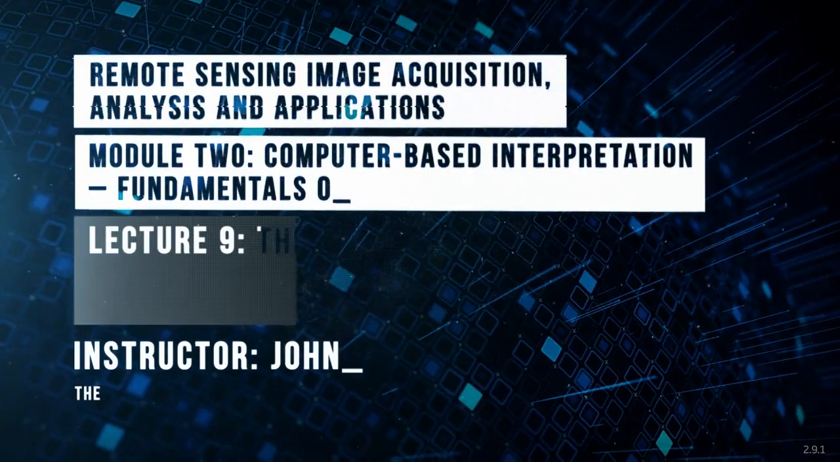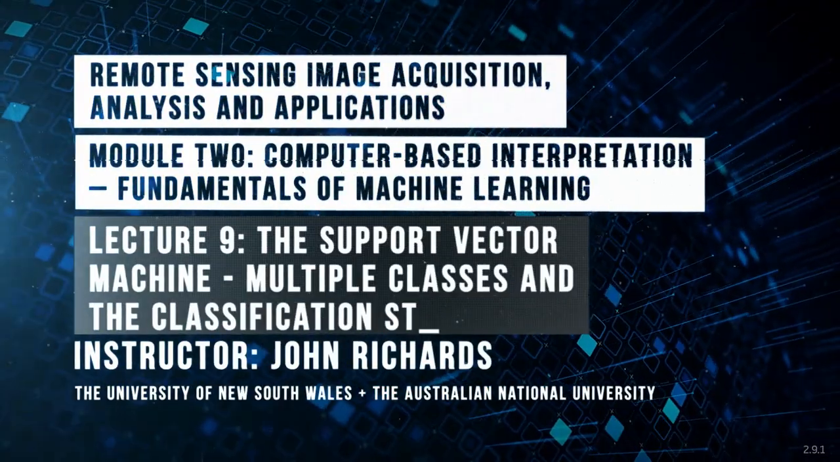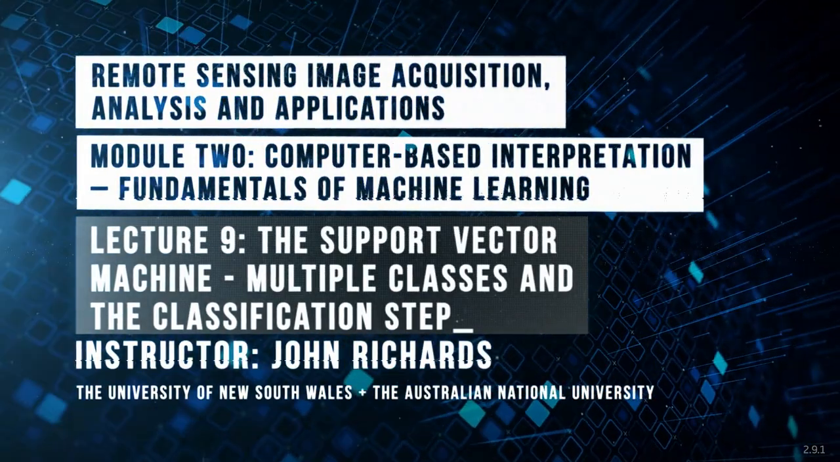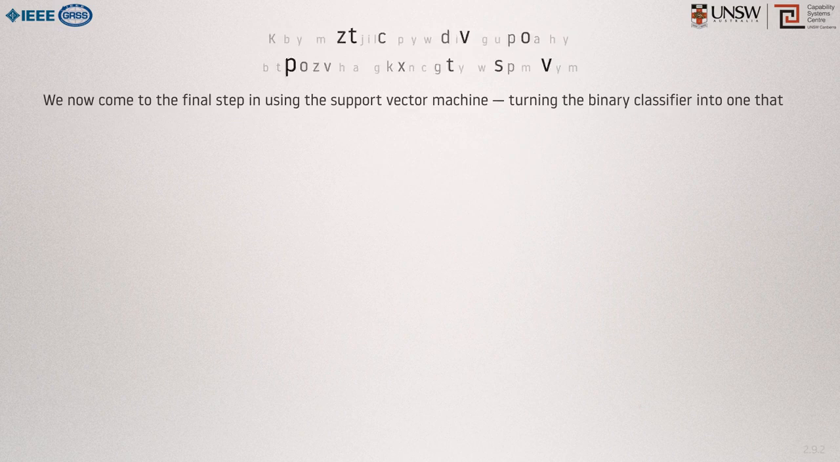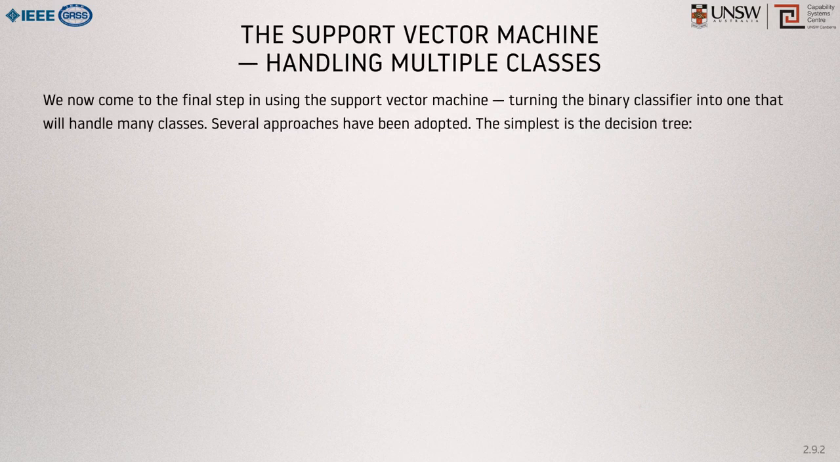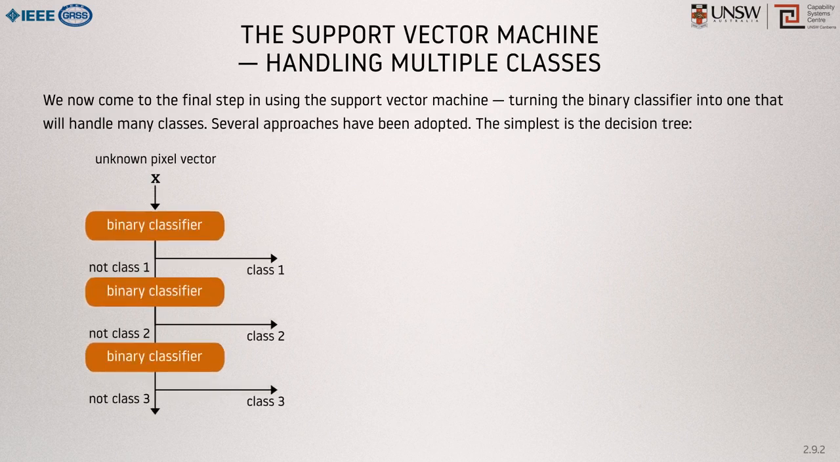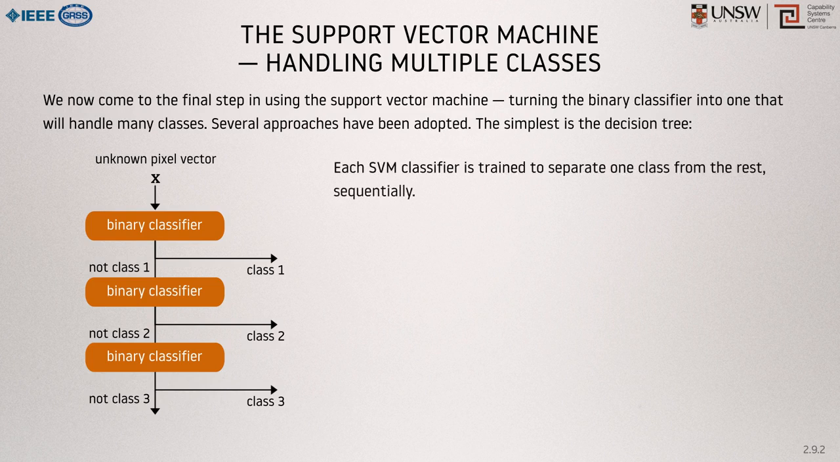We now come to the fourth step in the support vector machine. That is, how to turn a binary classifier into a multi-class process. The classical way of turning a binary classifier into a multi-class machine is to embed it in a decision tree, the simplest of which is that shown in this slide. Here, each class is separated from the remainder sequentially.